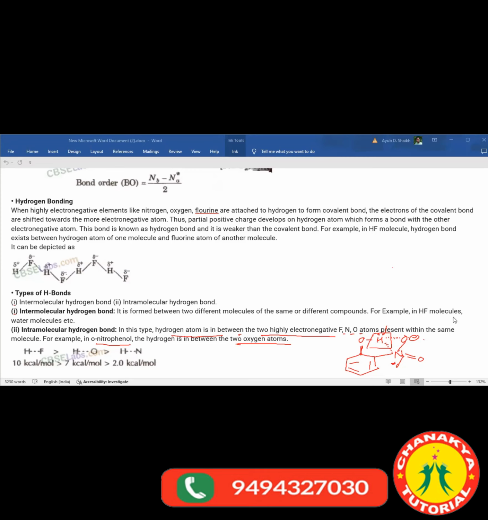Okay. Now see what is given. 10 kilocalorie per mole energy would be required to break this HF bond. Here 7 kilocalorie for the HO, and here 2 kilocalorie energy is required to break the hydrogen and nitrogen bond.